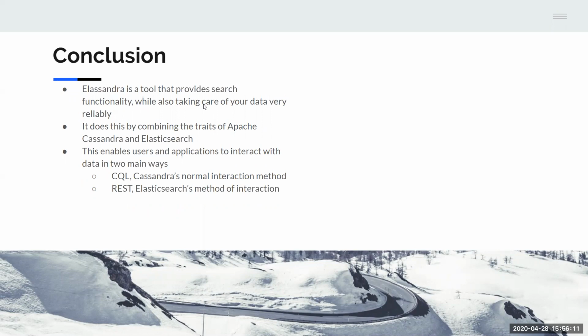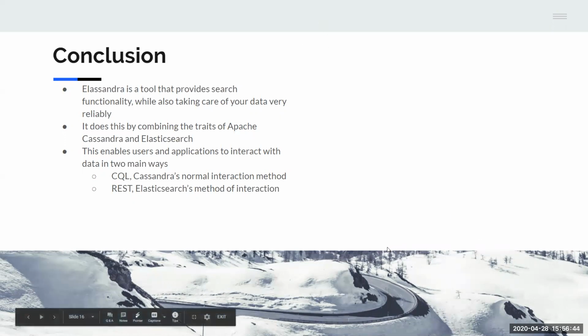In conclusion, Elassandra is a tool that provides search functionality and also can act as a primary data store. It takes very good care of your data. It does this by combining the traits of Apache Cassandra and Elasticsearch, which enables users and applications to interact with that data in two main ways: Cassandra's normal method, CQL, or REST APIs, Elasticsearch's normal method.